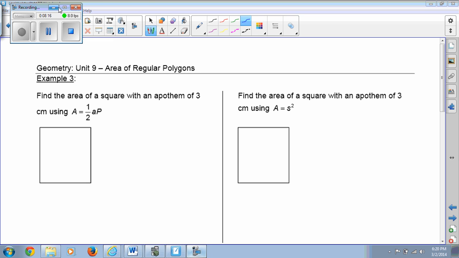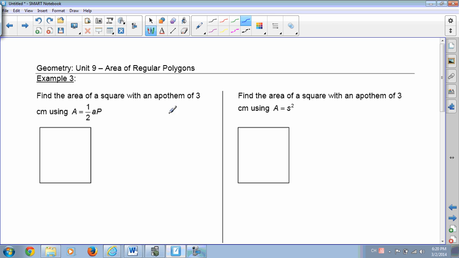Okay, on example 3, we see we have a square as our regular shape, and we're going to find the area of the square with both the new formula, 1/2 apothem times perimeter, 1/2 a times p, and we're also going to use our regular formula that we know how to use, area equals side times side, or side squared. And I'm going to show you that it comes out the same either way we do it.